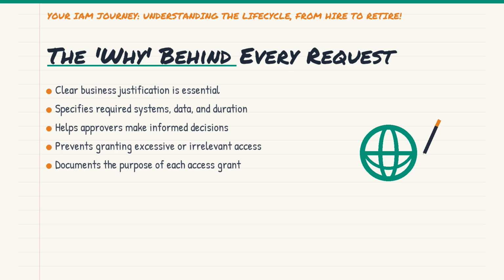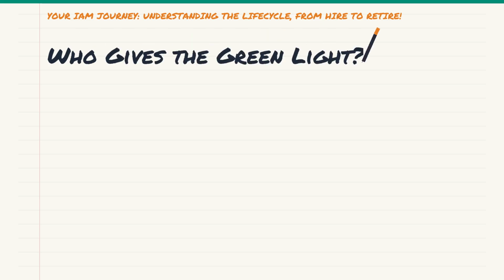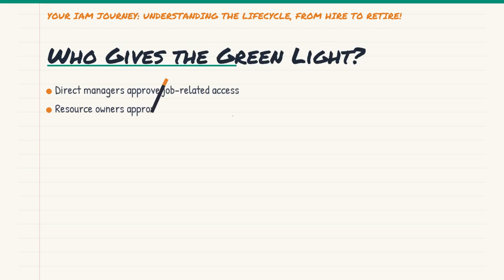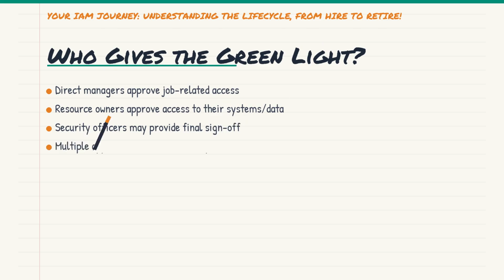This why is super important because it provides the business justification, helping the approver make an informed decision and preventing unnecessary access from the get-go. Once a request is submitted, who gets to approve it? Typically, it's a few key people.